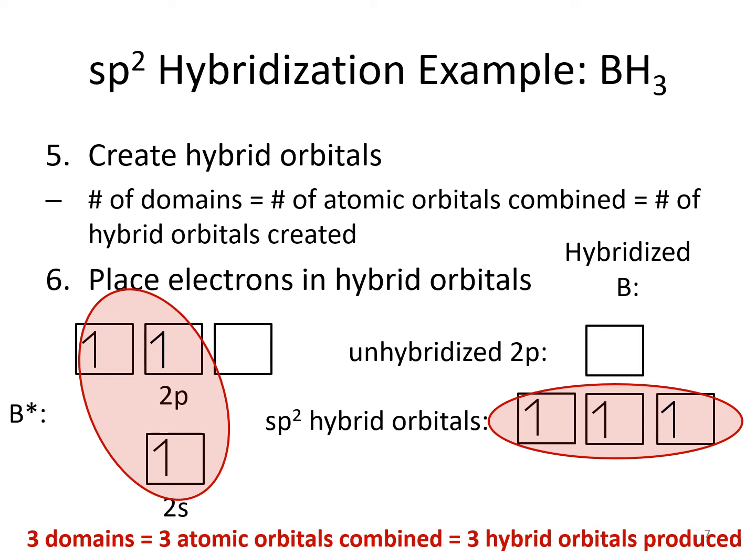We use our magic number, the number of domains, which in this case is 3. We take 3 atomic orbitals from the boron and hybridize them to make 3 new hybrid orbitals. We call them sp2 hybrid orbitals because we used a single s orbital and 2 p orbitals. The superscript tells how many of each orbital was used in the making of the hybrid orbitals.